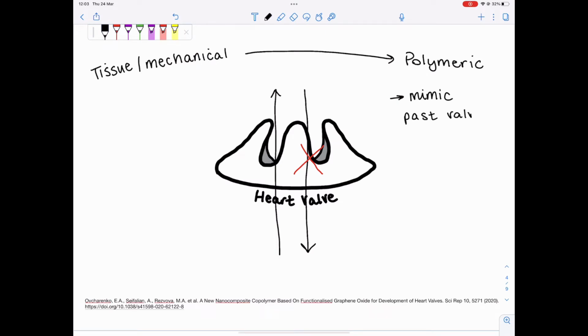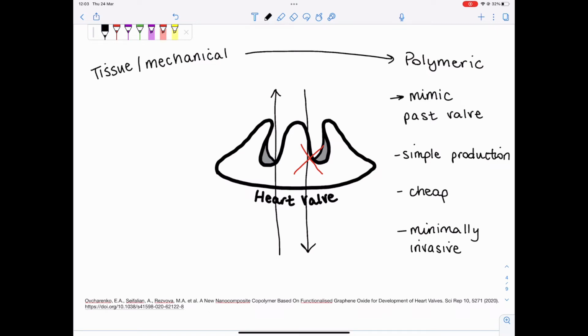They have a simple production process, which is therefore quite cheap. And the method of insertion of the valve is minimally invasive. This means it reduces the risk of any surgical complications, which has to be a good thing.